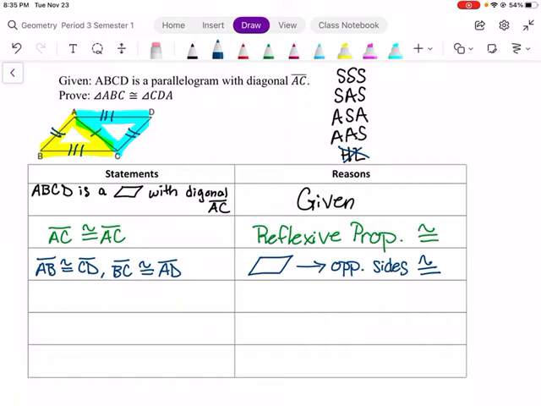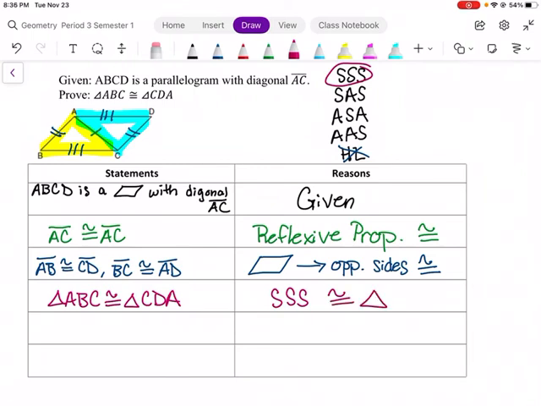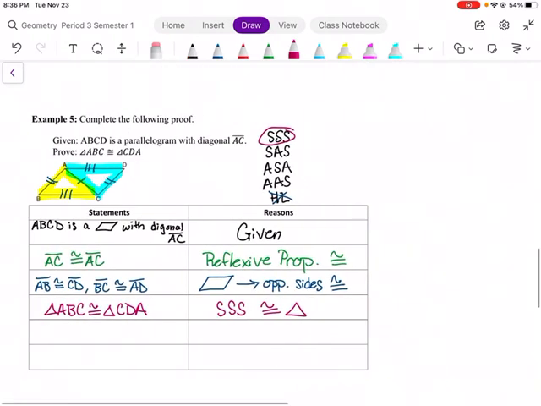And now we have already shown that all 3 sides are congruent between the 2 triangles, and we can use the reason side, side, side to say that triangle ABC is congruent to triangle CDA. And our reason would be side, side, side of congruent triangles. So that is our last example today for this.